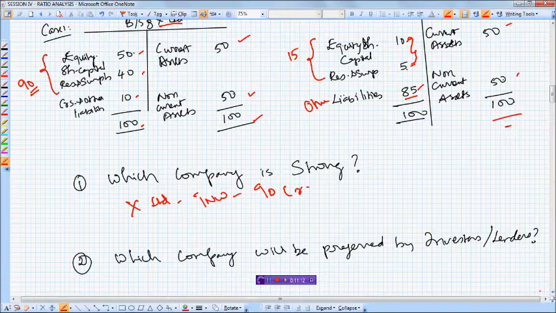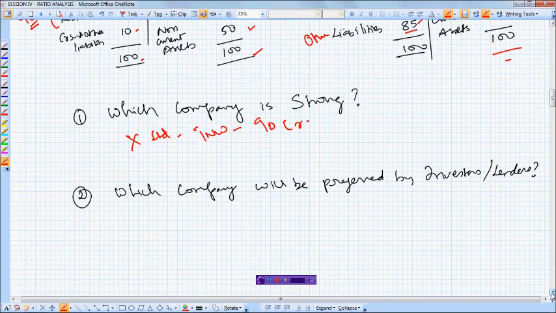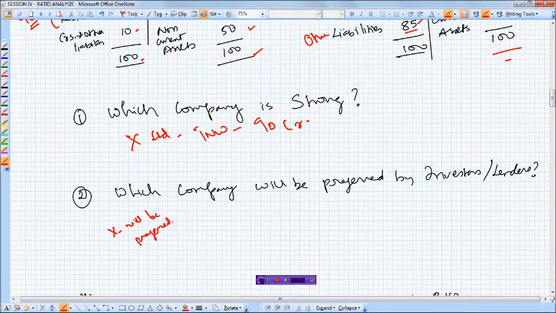See, in this case, both the companies have got assets worth 100 crore. But who will prefer X or Y? See, in this case, X will be preferred. X will be preferred. I'll tell you the reasons. The reason is X has got a very comfortable net worth of 90 crore and its liability is only 10 crore.